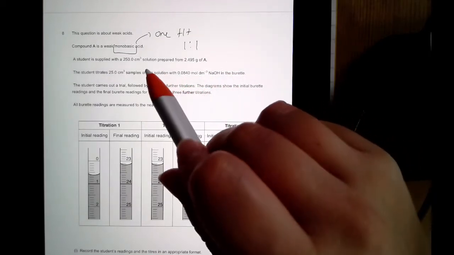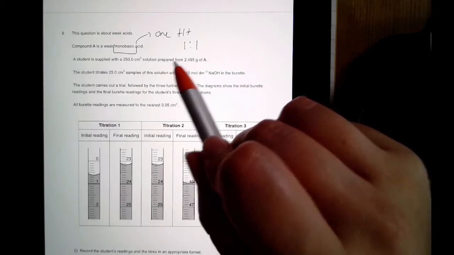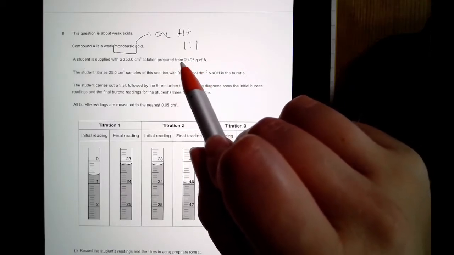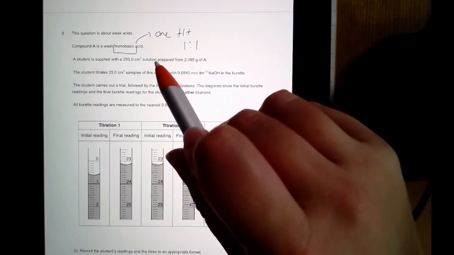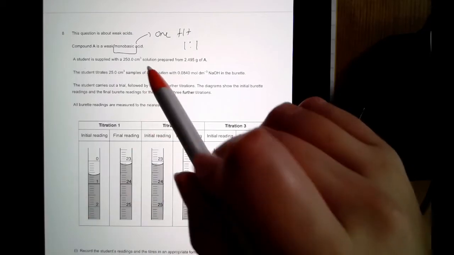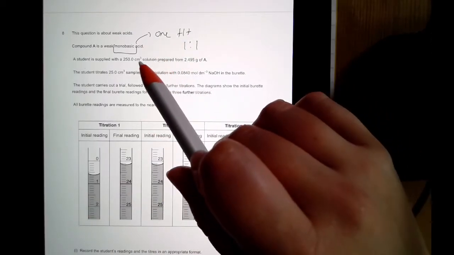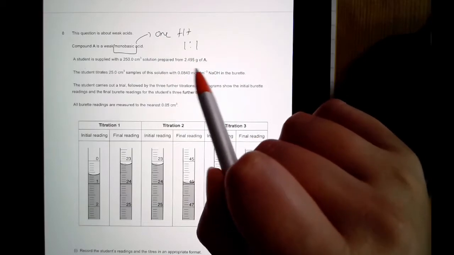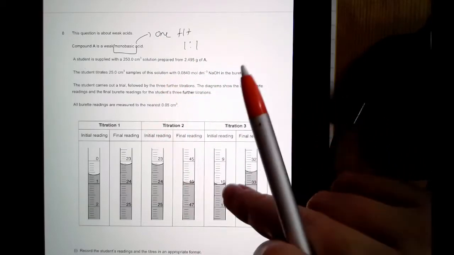H2SO4 is a dibasic acid. There are two H pluses that come off each molecule of H2SO4, and it reacts with NaOH in a 2:1 ratio. So I haven't told you what the acid is, but they are telling you it's going to react in a 1:1 ratio. It tells you that you prepare a solution of this acid in your volumetric flask, and they tell you the mass of the acid that they add. Then you carry out your titration with NaOH.